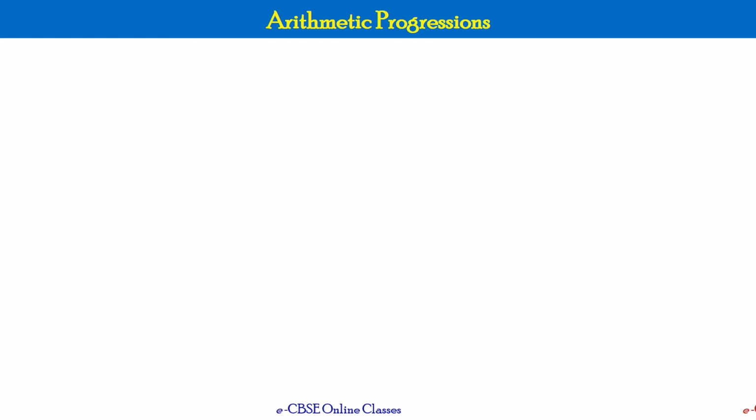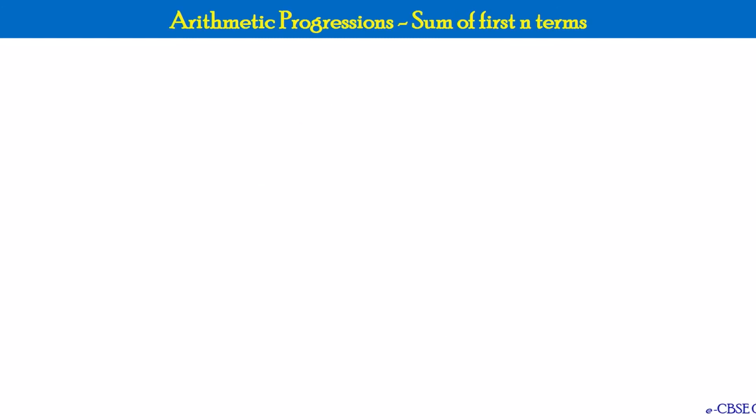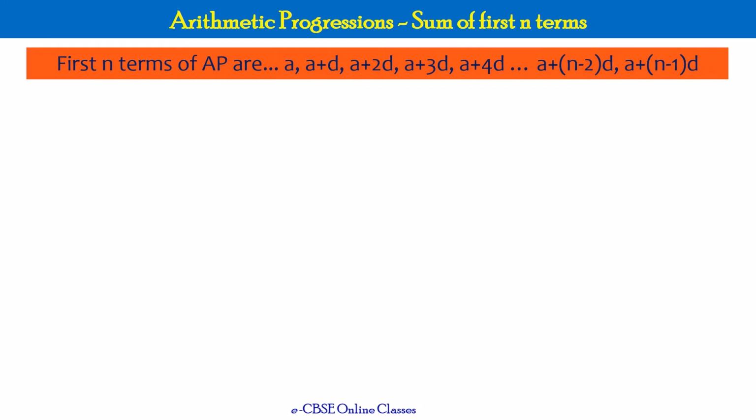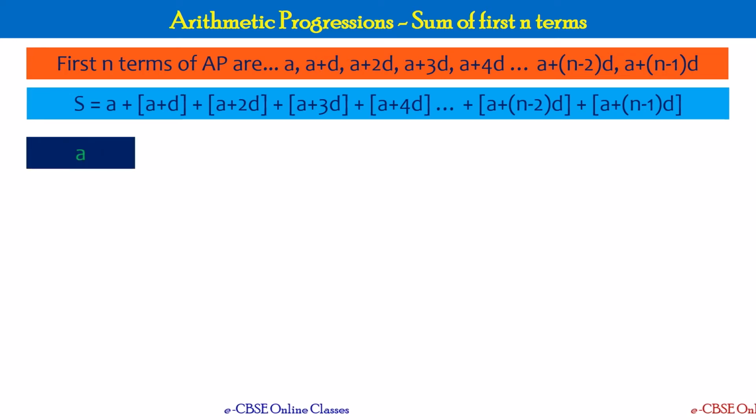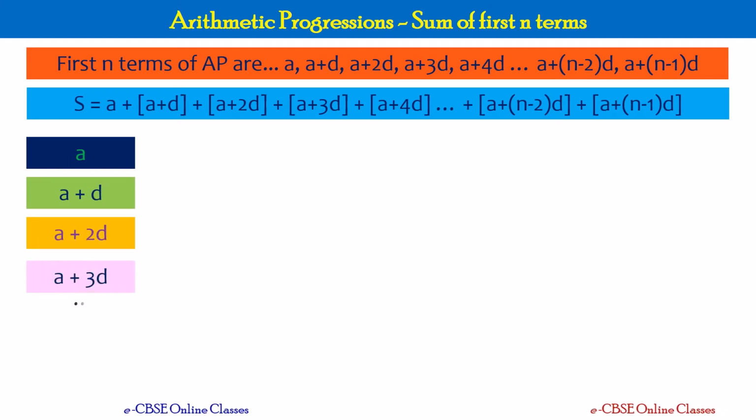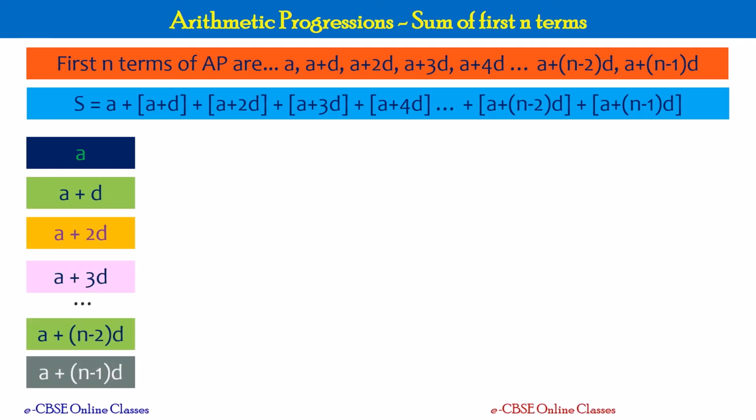Now let us try to find a formula for sum of the first n terms of an arithmetic series. So the first n terms are A, A plus D, A plus 2D and so on, A plus n minus 1 into D, right? So the sum will be S equal to A plus A plus D plus A plus 2D plus A plus 3D and so on, plus A plus n minus 1 into D. Let us try to find a formula for this. So let us write each of these terms one below the other. A, A plus D, A plus 2D and so on until we write A plus n minus 1 into D.